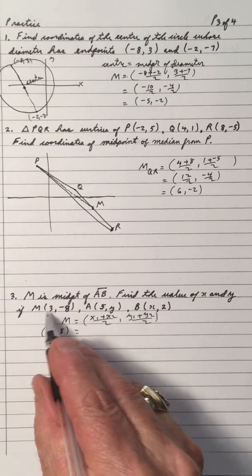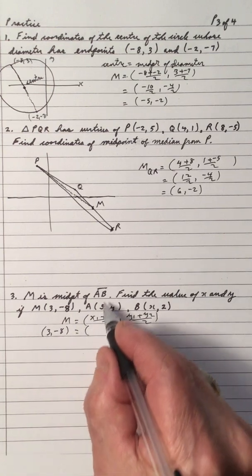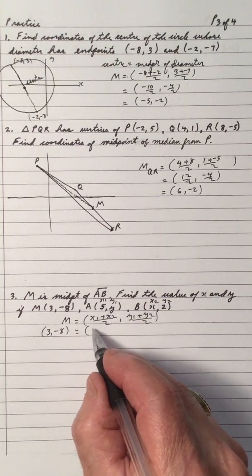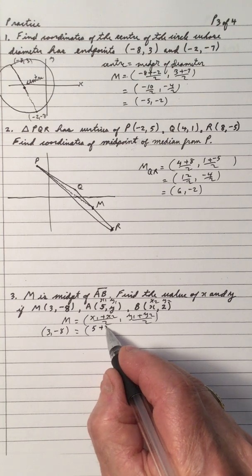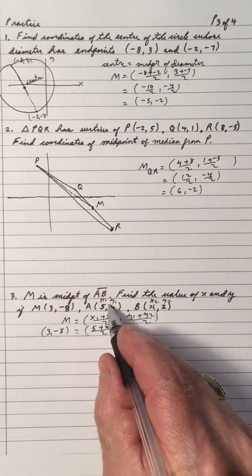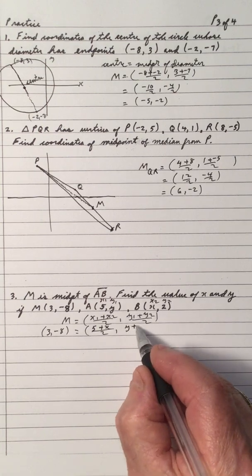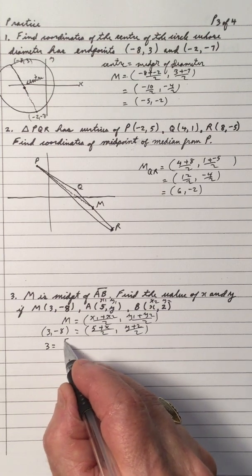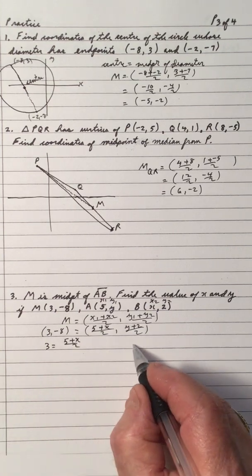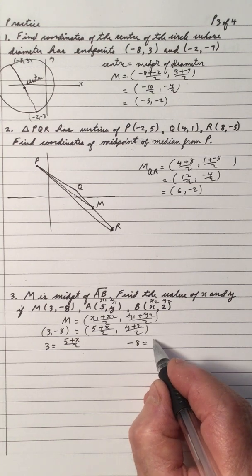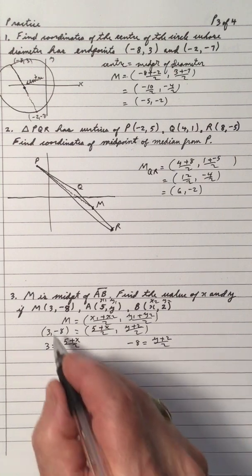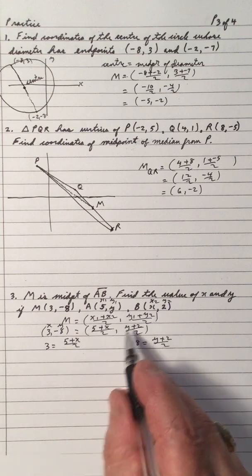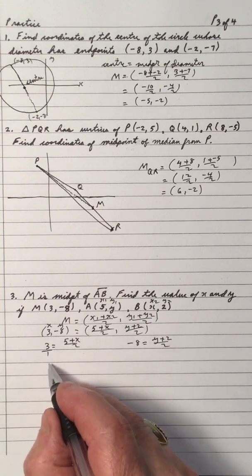We know what the midpoint is. Now this is x1, y1, and this is x2, y2. So x1 is 5, x2 is x, y1 is y, y2 is 2. And so we have 3 is equal to 5 plus x over 2, and negative 8 is equal to y plus 2 over 2, because this is the x and this is the y. So the x's are equal to each other and the y's are equal to each other. Put it over 1, cross multiply.